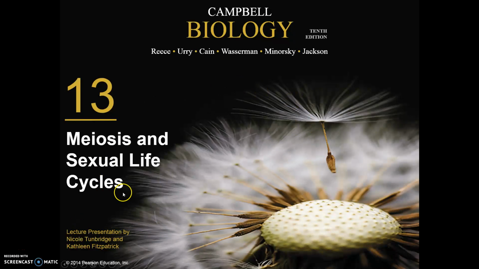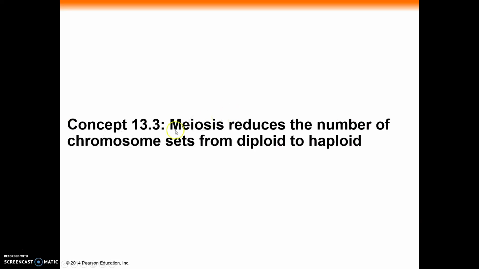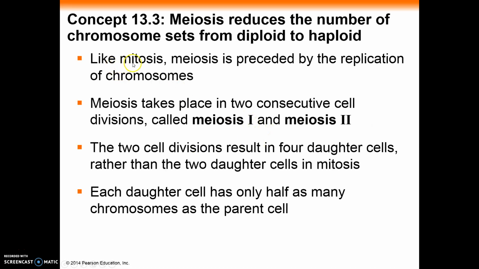All right, welcome back to our discussion of meiosis, chapter 13 of Campbell's biology. Today we're going to be moving into concept 13.3. Meiosis reduces the number of chromosome sets from diploid to haploid, and we will go into glorious detail about how that happens. All right? So, like mitosis, meiosis is preceded by the replication of the chromosomes.